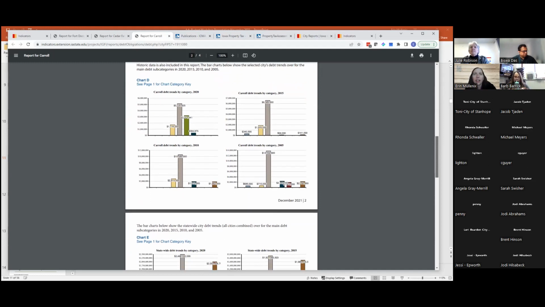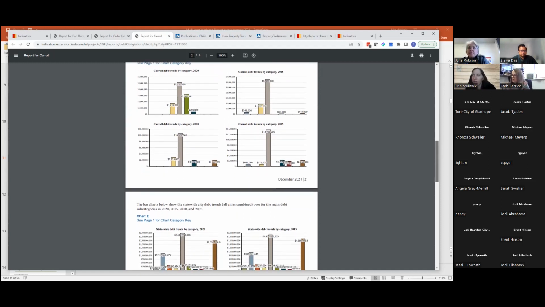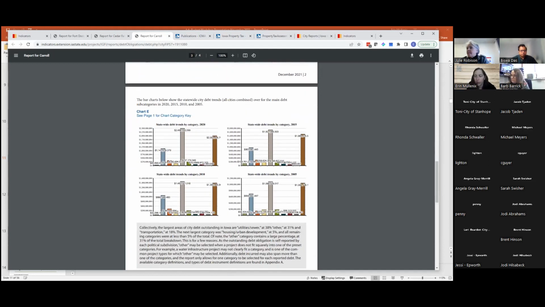Then later on in the report, we can see these trends over time. So trends by category, we've got 2005, 2010, 15, and 20. Just to show the history, because it's usually not always steady, you've got spikes as you have a big project coming on, and then as that debt is repaid. And then we have this statewide debt trends by category to compare to as well.